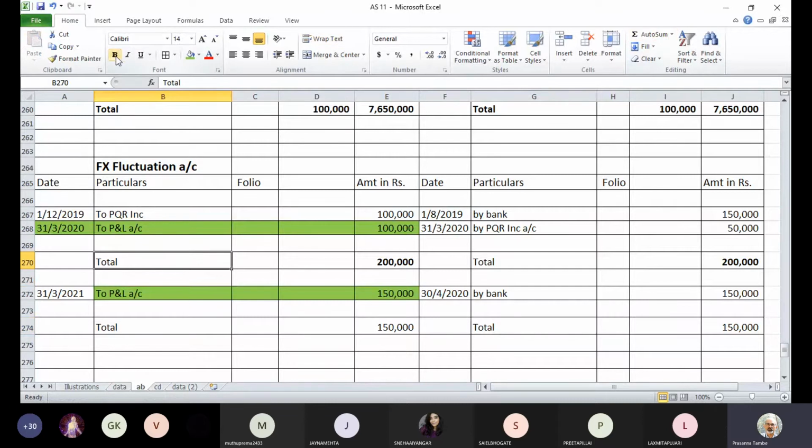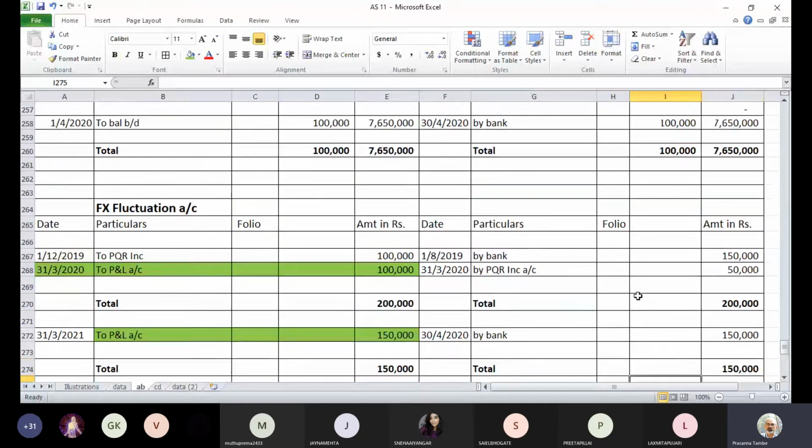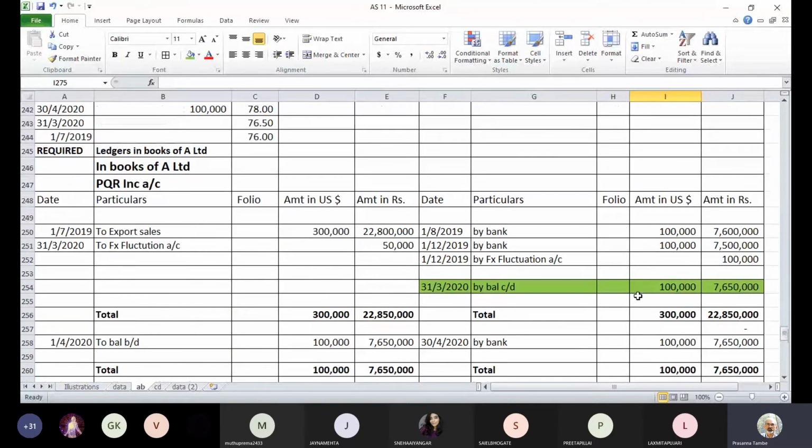So again, a very simple sum to understanding intricacies of export in the books of the seller. Has everyone understood the ledger accounts of both FX fluctuation and PQR Incorporated?